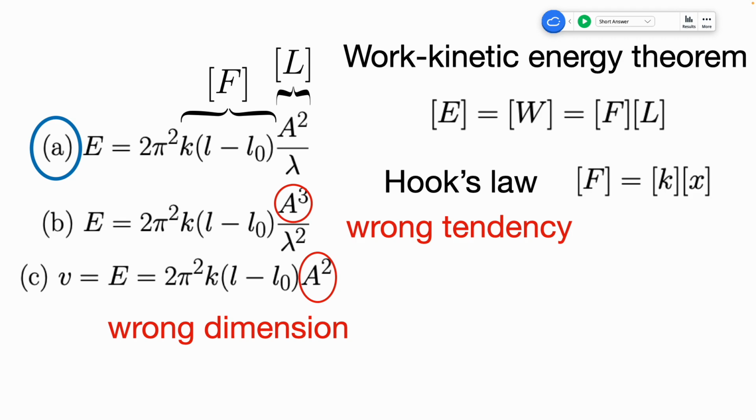Okay? Yeah? What was the reason behind B being wrong in terms of its wrong tendency? Say that again? What was the wrong tendency? So we know the energy of the wave should grow with amplitude squared. Oh, right. I see. So cubed is wrong. The reason it's wrong is because it means your energy can be negative, but we don't deal with negative kinetic energy here.